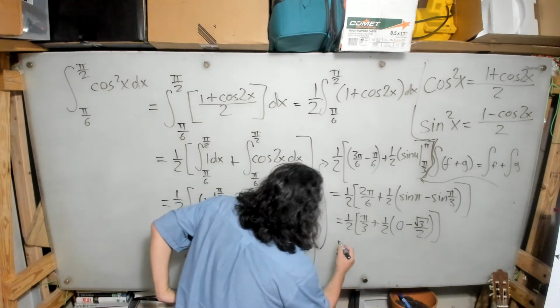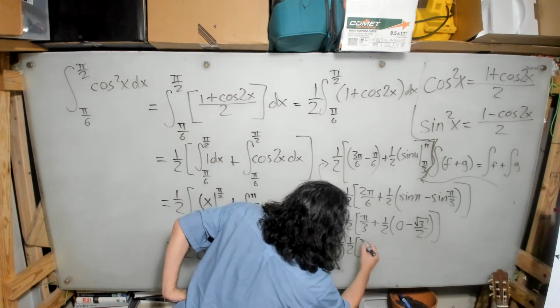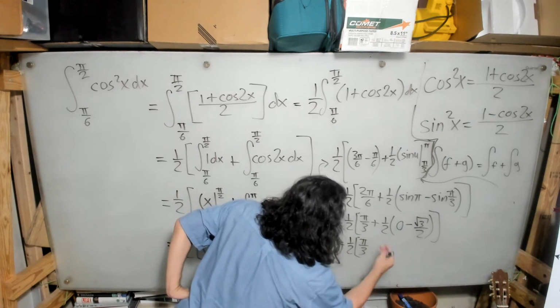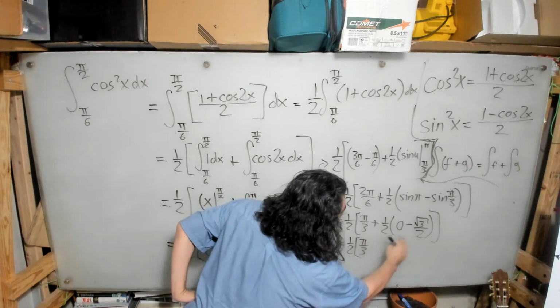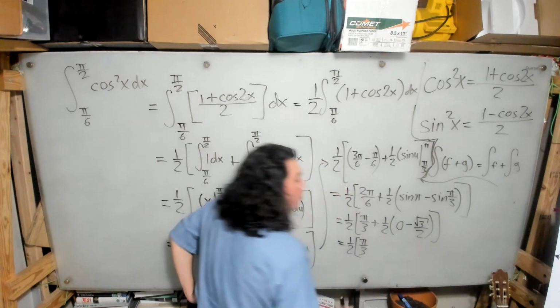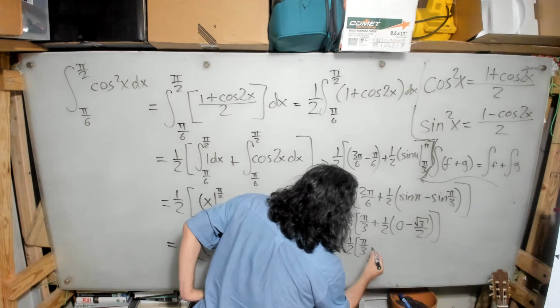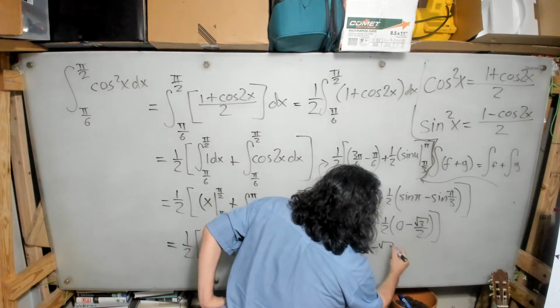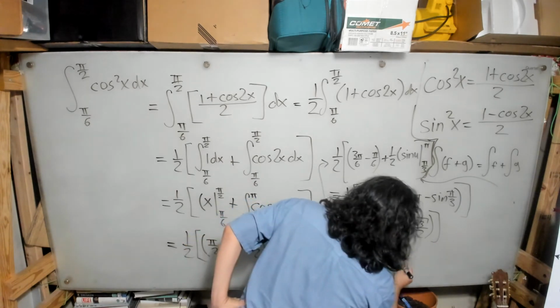Now you can see here, this will be 1/2, open bracket, pi over 3. Then here I have 1/2 times 0, that's 0. 1/2 times negative square root of 3 over 2 is square root of 3 over 4. And then it's a plus, and that's a minus. So it'll become minus square root of 3 over 4. Okay. Or let's put a bracket here.